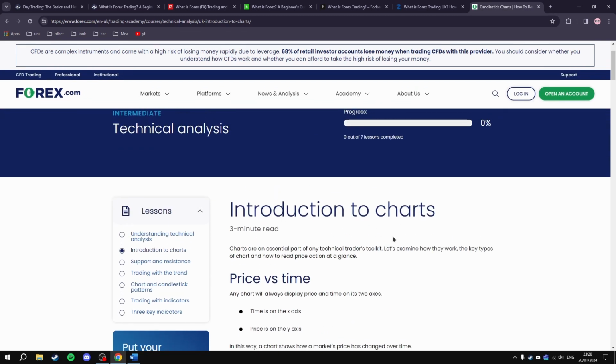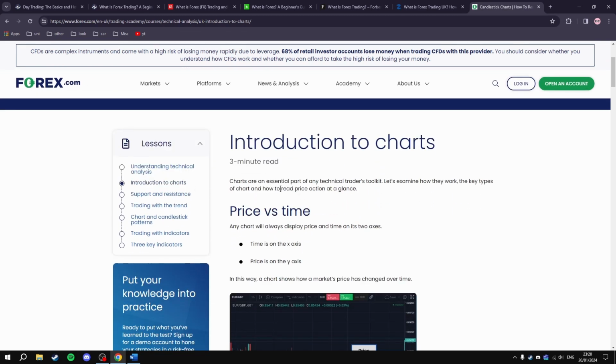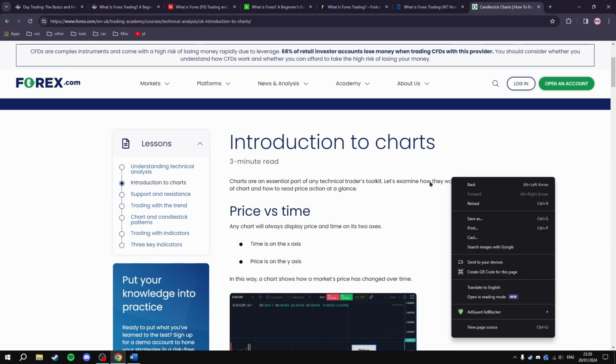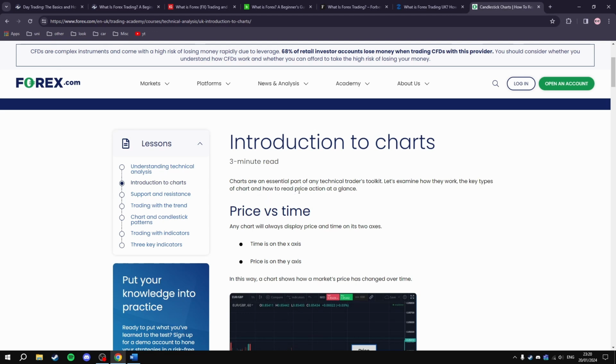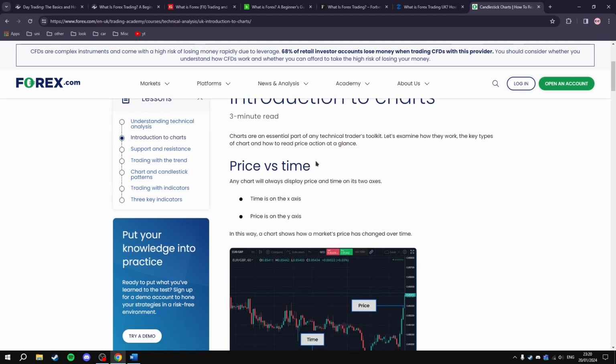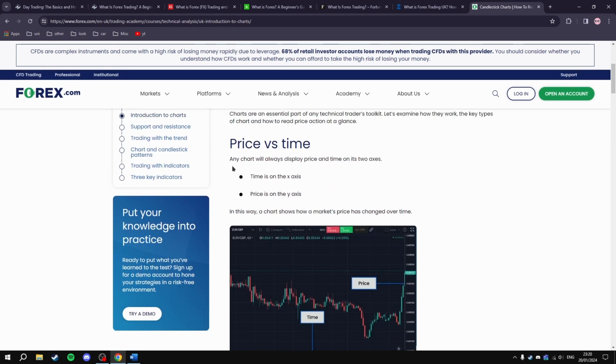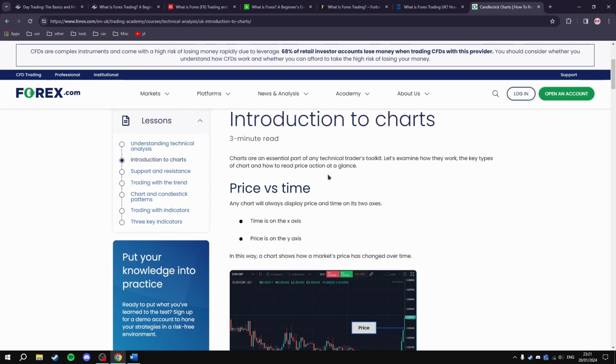So, introduction to charts. Charts are an essential part of any technical trader's toolkit. Let's examine how they work, the key types of chart, and how to read price action at a glance. Price v time. Any chart will always display price and time on its two axes.